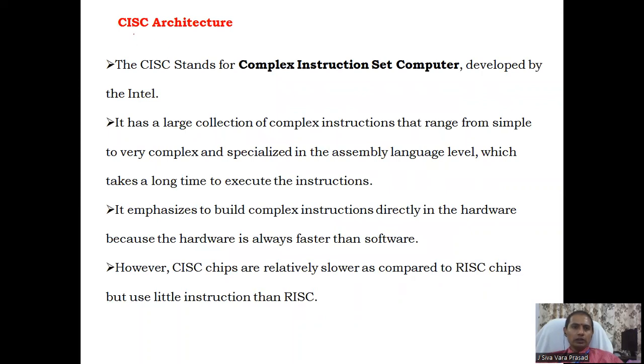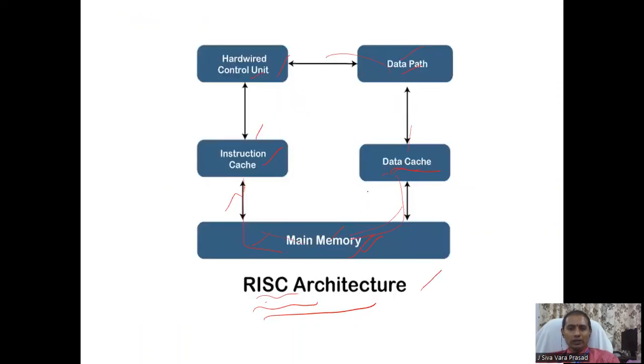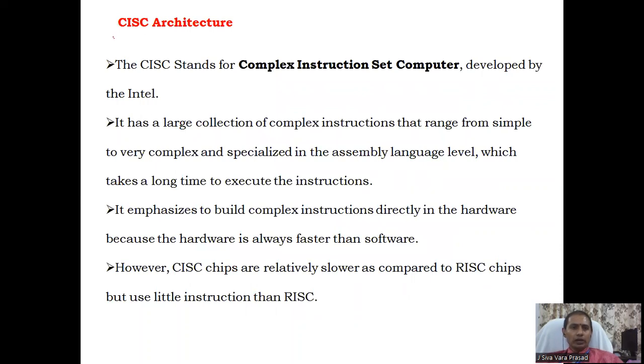Generally, the RISC architecture follows a software-based approach. Coming to CISC architecture, it's actually a hardware-based architecture. The name itself says Complex Instruction Set Computer, and it was invented by the Intel company. The name itself suggests the instructions are somewhat complex. Because of complex instructions, the execution time is more. It's a large collection of complex instructions. So it takes a longer time to execute all these instructions.